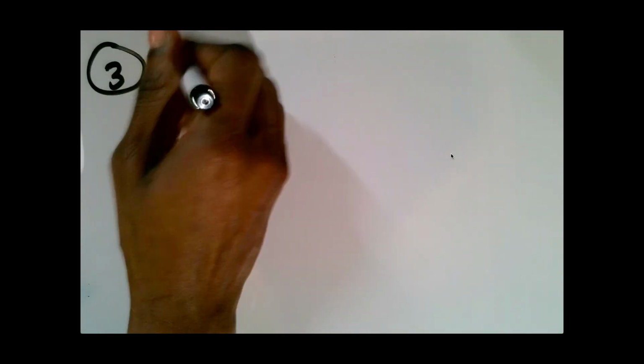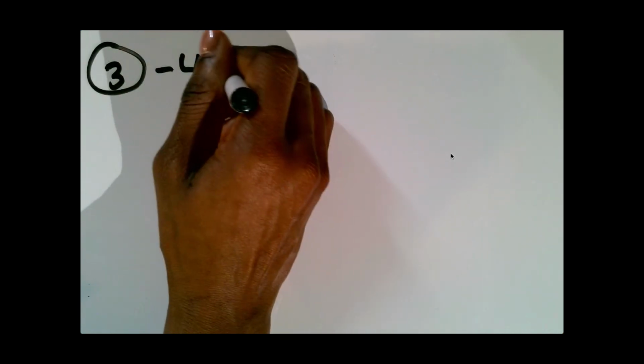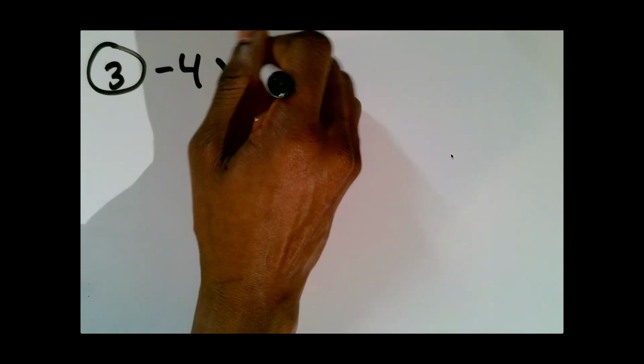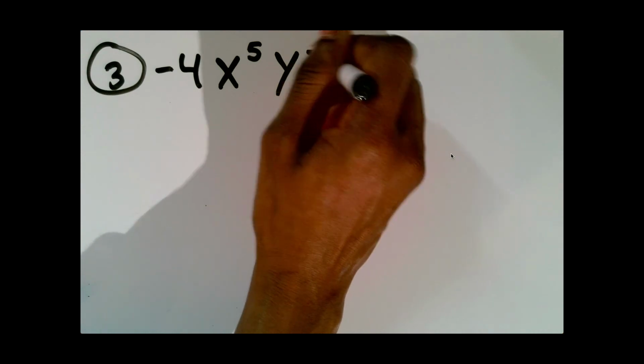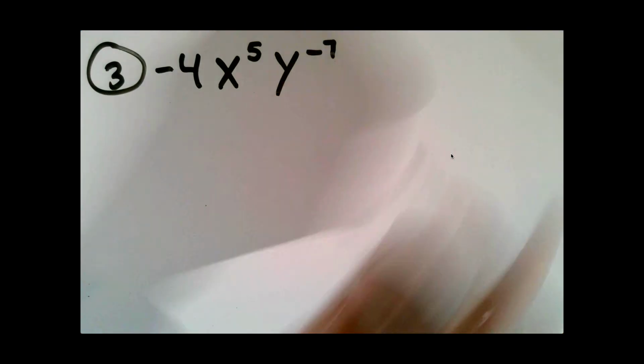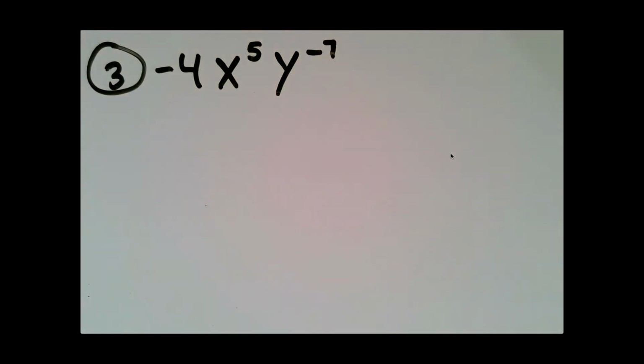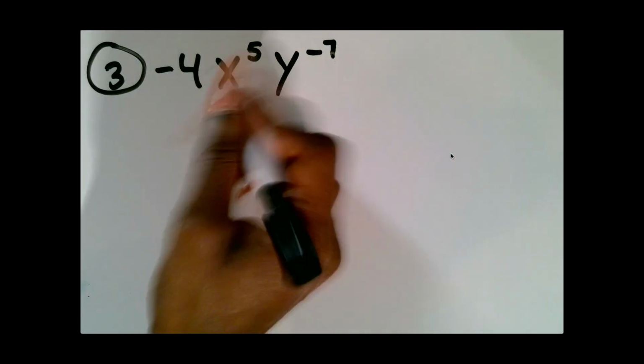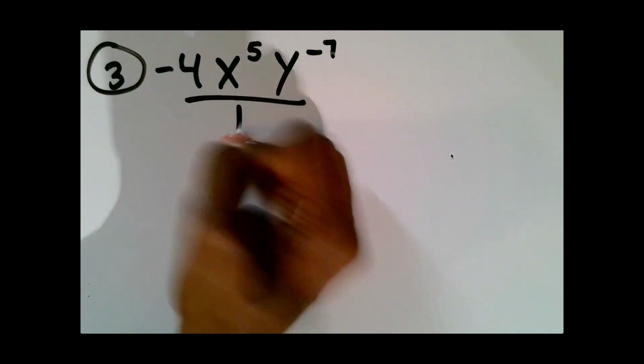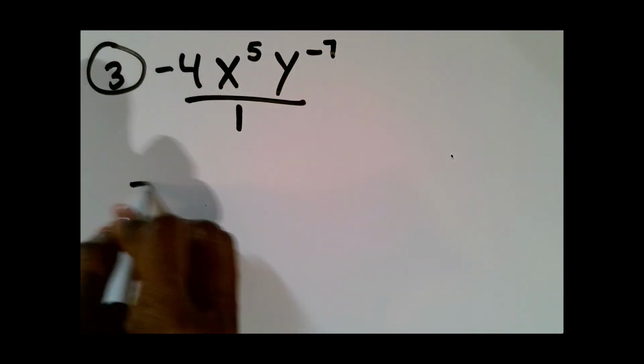Example number 3. Let's say we have negative 4 x to the 5th y to the negative 7th. Right, I'm going to look at this problem closely. I'm going to go through it very carefully to see what needs to change. So I can look at this a few ways, but I'm going to look at the most simple way. This is technically over 1. So I'm going to check.